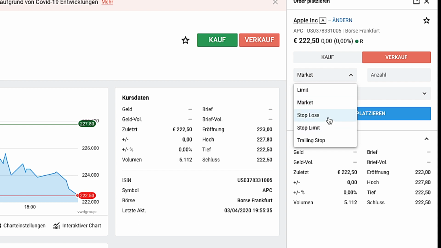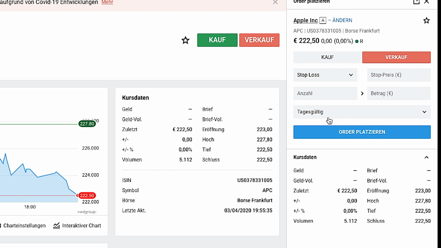The stop loss order is dormant until a certain price is reached, at which it activates and becomes a market order. For example, in the case of the sale of an Apple share, if we set up the stop price at 200 euros, then the Apple share would be sold if the price drops below 200 euros. This limits the loss one could incur if the share price continues falling.